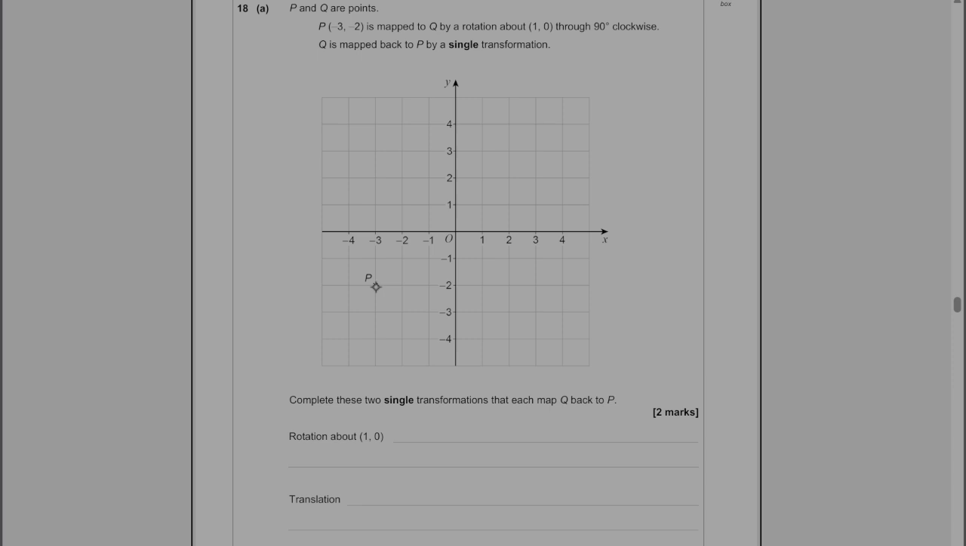Right, so let's do the rotation first of all. So we're rotating about the point 1, 0. So we're rotating about that 90 degrees clockwise. So that's going to move that point. That point is currently 4, 2. So it'll go 2, 4. So that point's going to go to there. Q. Right, so the first one is a rotation about the point 0, 1 of 90 degrees anti-clockwise.